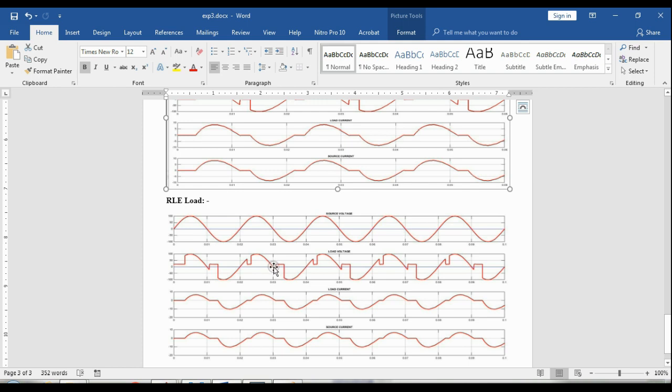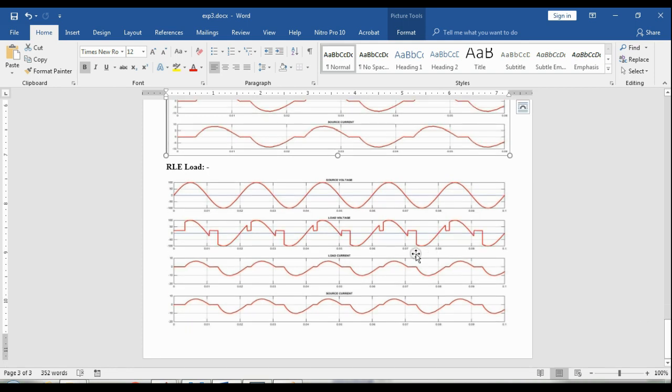Slowly it comes up to this point, and here it still continues to flow downwards because the inductor current is not 0 yet. As soon as we reach this point the inductor current is 0, so it goes to its original state, that is V0 equal to E, and the waveform will continue. This is the corresponding load current and this is the source current.